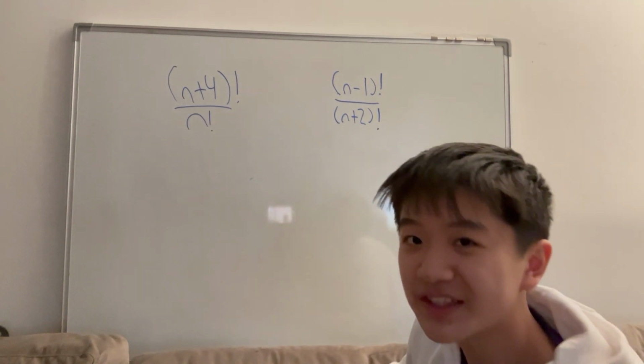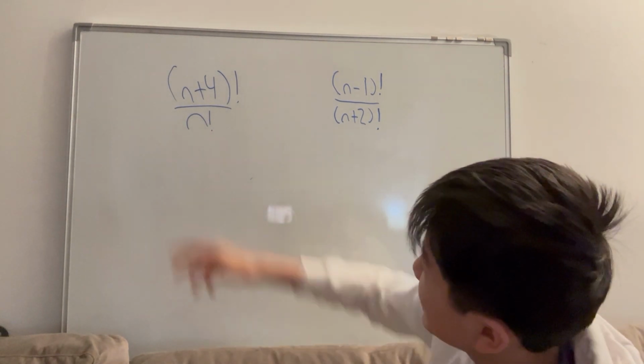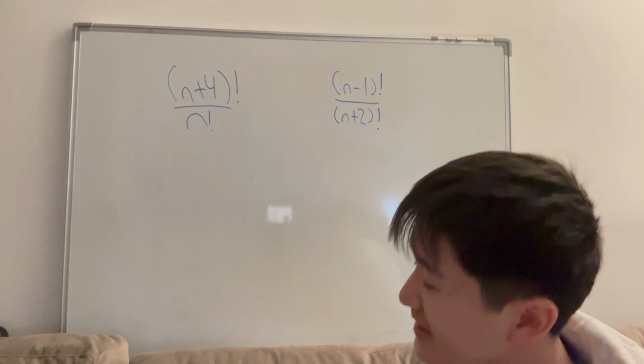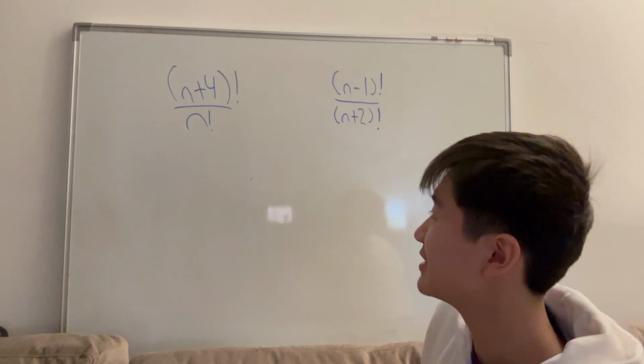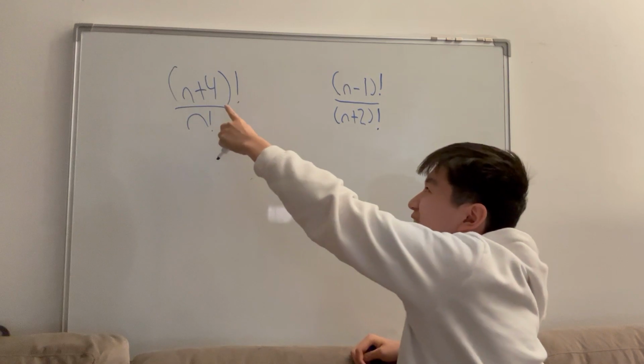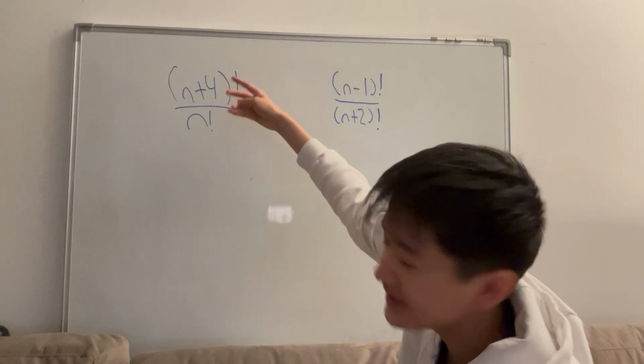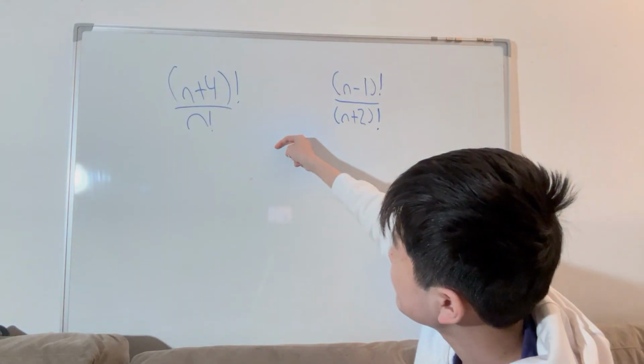At first, when you're looking at this problem, you might not know what to do. But first, as always, let's just substitute n. Let's say n is equal to 2 in this case. So we have 2 and 2 over here. It will be 6 factorial over 2 factorial.